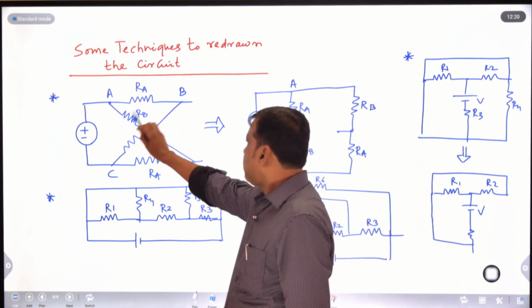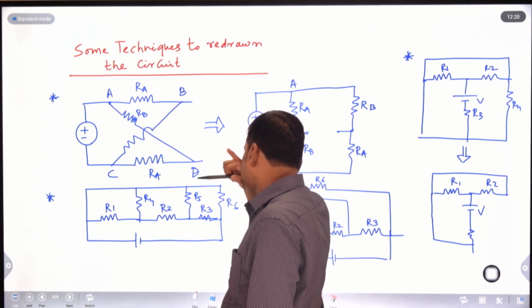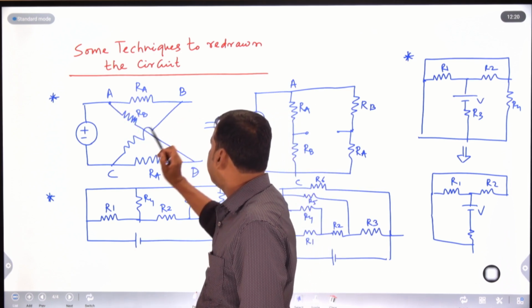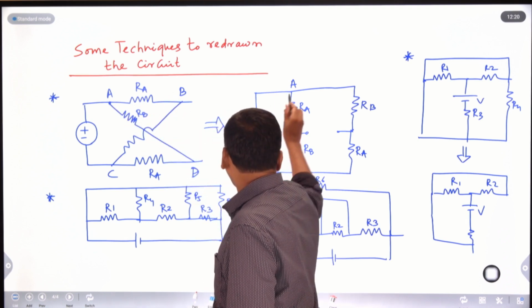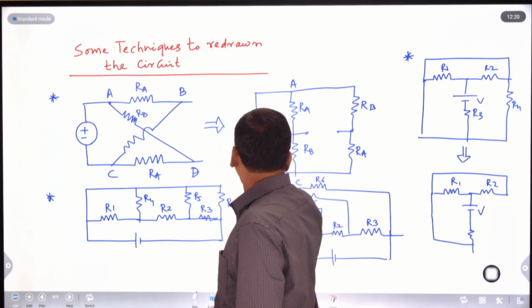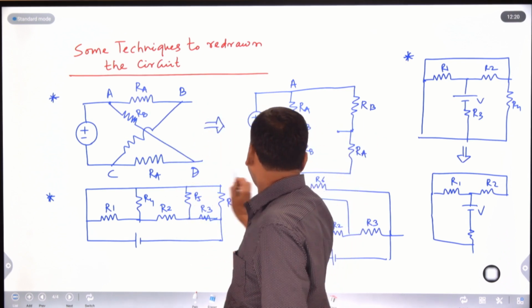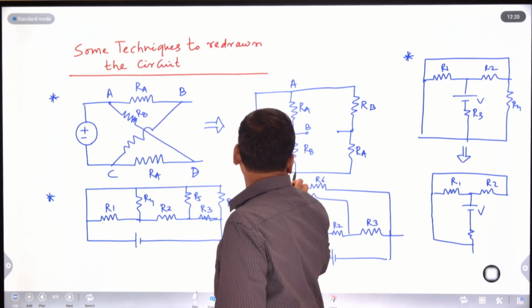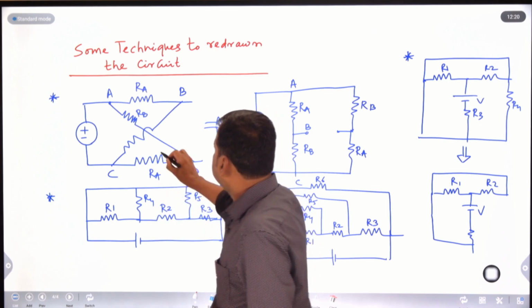If this type of circuit is given, this is how you redraw the circuit. Look at this here, A, B and B, C. Here A to B is RA. Then this point is your B and this is your D. Similarly, C to B is your RB. Here RB, this is your RB.